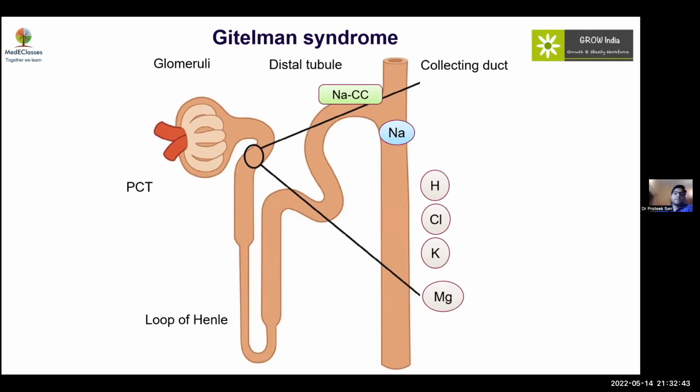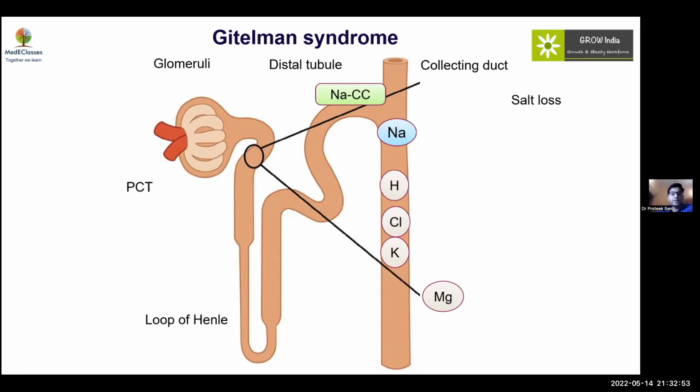Similarly, in Gitelman syndrome, where we have a defect in the NCC, there is again increased sodium in the tubules, causing loss of potassium and hydrogen. So again, hypokalemic alkalosis. But one thing to differentiate here is that we do not have hypercalciuria, but we do have hypomagnesemia and hypermagnesiuria like the previous syndrome.